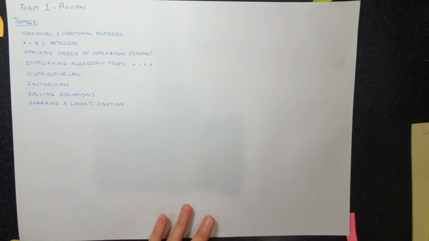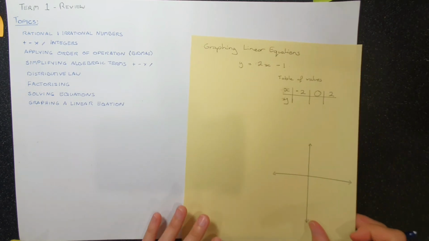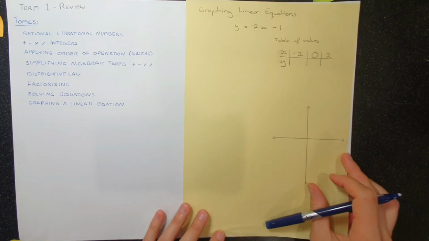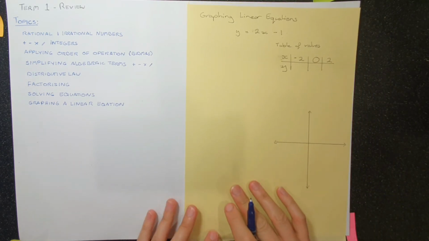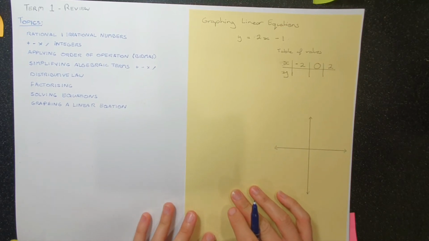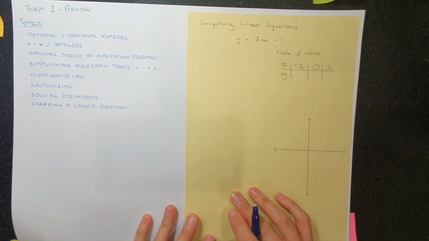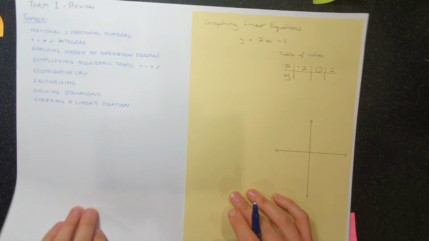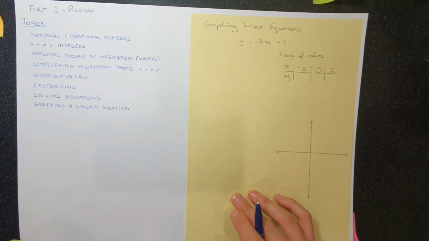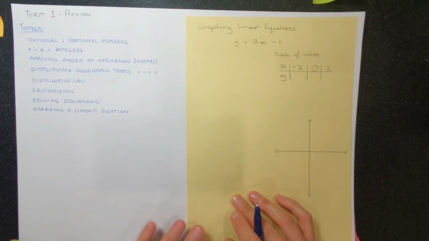And the last one that we have here is graphing linear equations. So this is one of the very last topics that we covered in class before everything went a little bit pear-shaped. So what we're going to do is quickly have a look at this. Linear equations. All of the equations that we've looked at so far are linear equations.